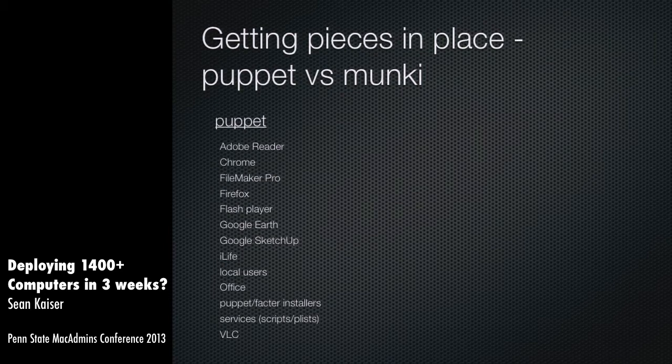Alright, so when we got started on this, we were installing Adobe Reader, Chrome, FileMaker Pro for some users, Firefox, Flash Player, Google Earth and SketchUp, iLife, some of our local users, Office and updaters, Puppet de facto installers, some services, making sure Puppet was running, making sure remote login was enabled, and VLC, kind of as a Swiss Army knife for video. So that was all in Puppet before we started this process.